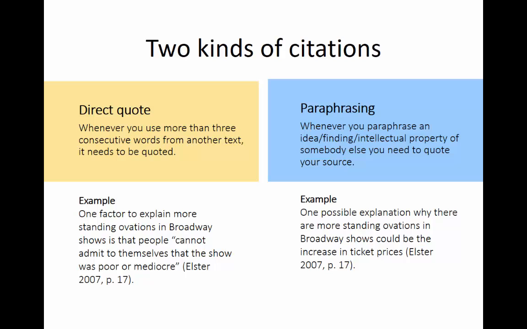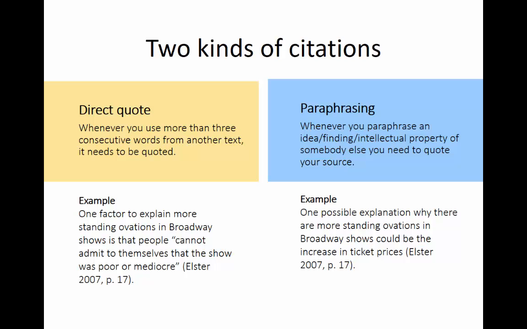In the paraphrasing case, the example would be: one possible explanation why there are more standing ovations in Broadway shows could be the increase in ticket prices. This is not a direct quote. I'm not using the words of Elster, but I'm using his idea. There's nothing that I came up with about the increased ticket prices. If I would not cite Elster here, I would pretend that I came up with that, but I didn't. That would be plagiarism already. It would be stealing the thoughts and ideas of somebody else. So this is a paraphrasing citation, and you see that I also have the page number.